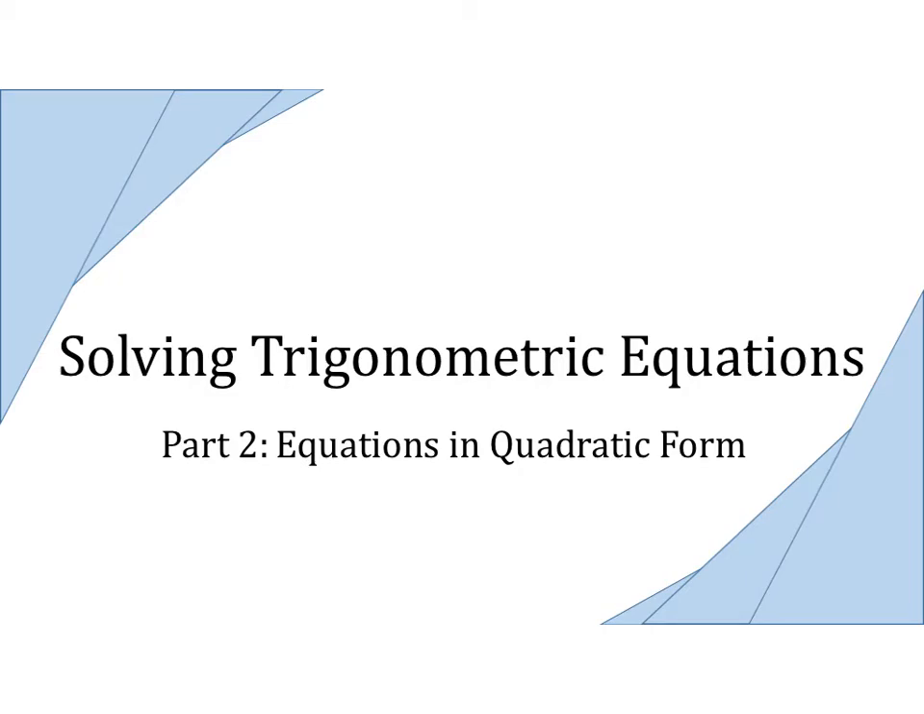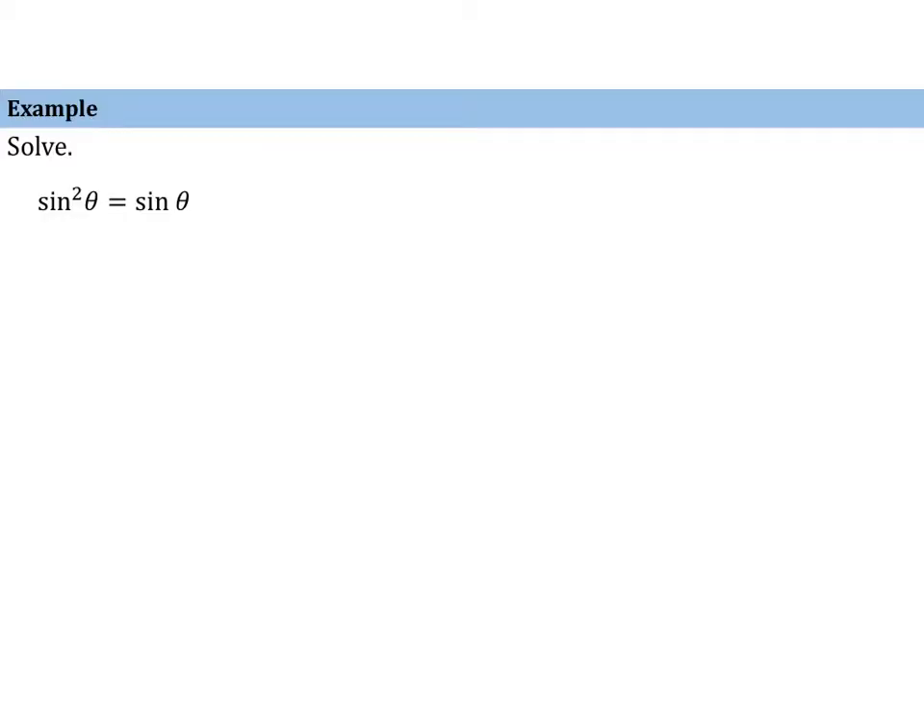In this video on solving trigonometric equations, we will look at equations where we can adapt our understanding of algebra and quadratic equations to solve trigonometric equations that are in quadratic form. So let's look at our first example. Here we have sine squared of theta equals sine of theta.